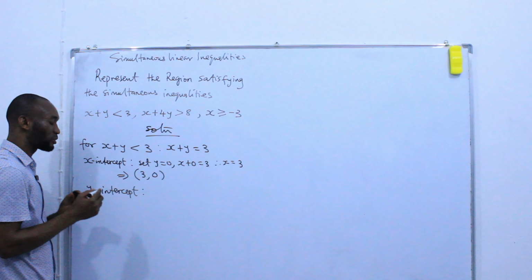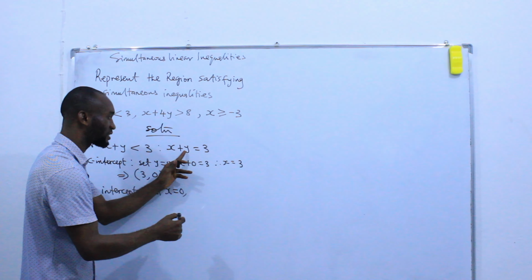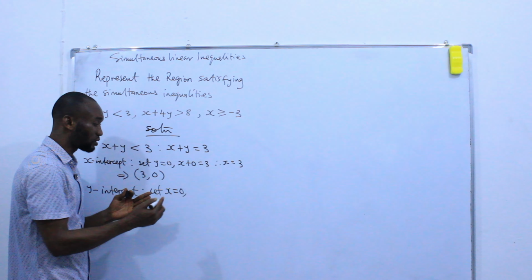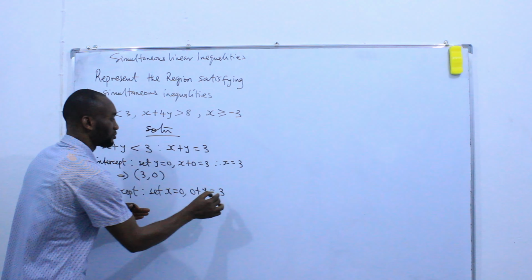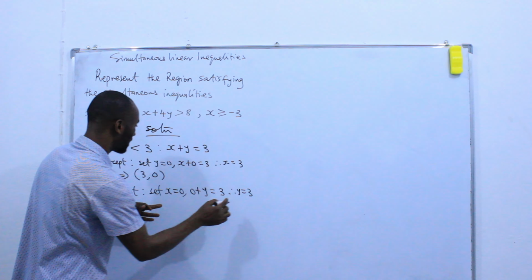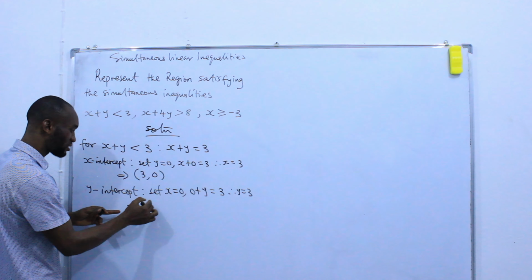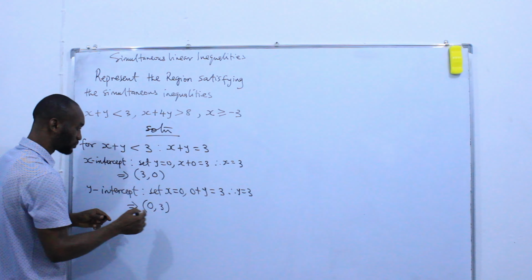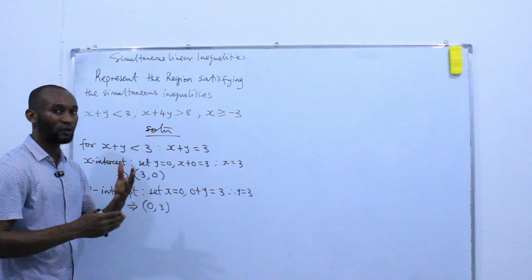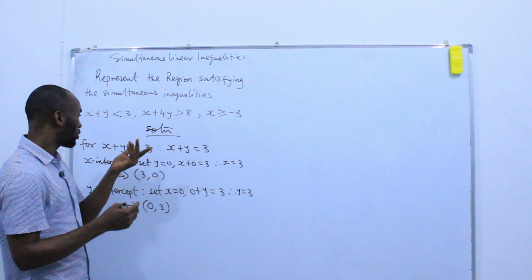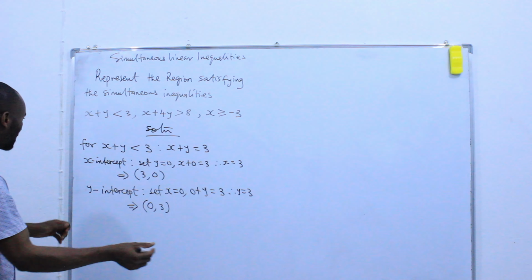To get the y-intercept, we set x equal to 0 in that equation. When we set x equal to 0, we have 0 plus y equals 3. Therefore, y is equal to 3. And so we have the point when x is 0, y is 3. Now we have the x-intercept and the y-intercept. With the x and y-intercepts, we will be able to draw the graph of x plus y equals 3.